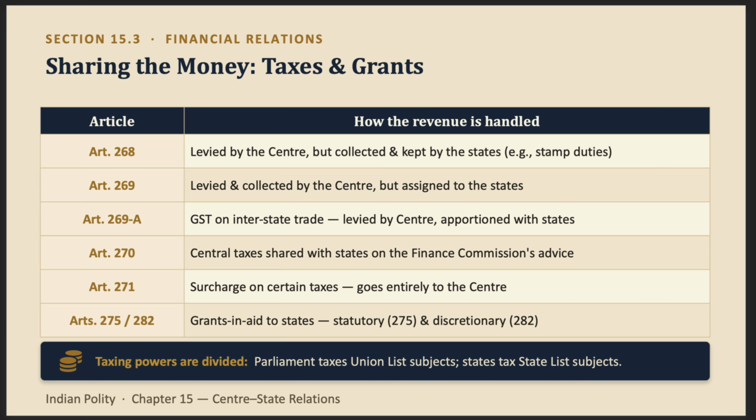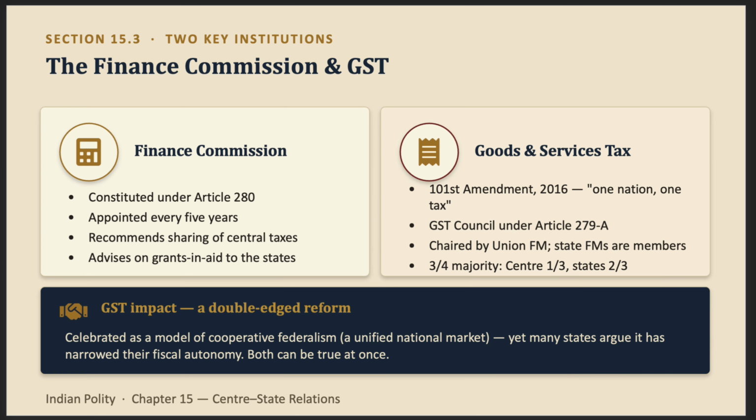Okay, looking at this entire financial apparatus, Articles 268 through 271, plus the different types of grants, it requires constant calculations. Who determines the exact percentage of the shared taxes? Who decides which state gets how much in statutory grants without it just becoming a massive political favor? That immense responsibility falls to the Finance Commission, established under Article 280.